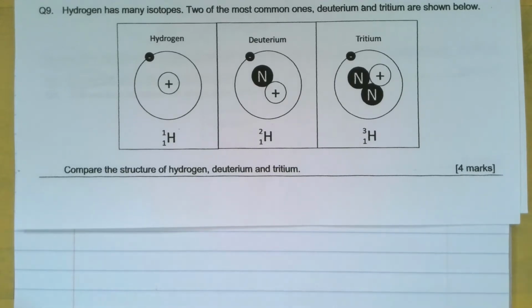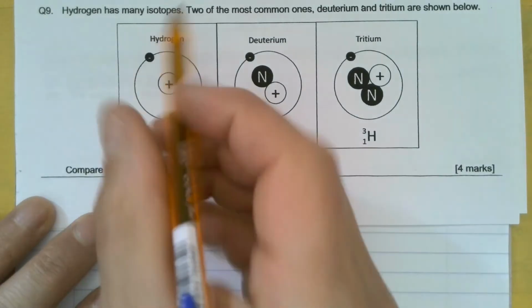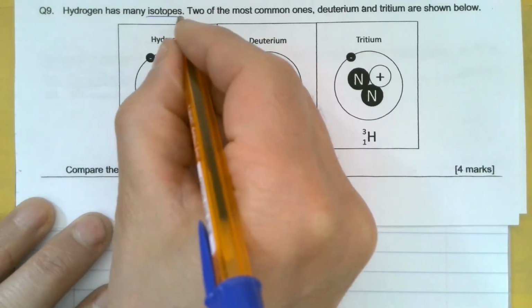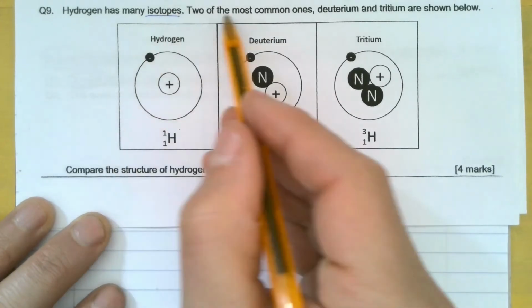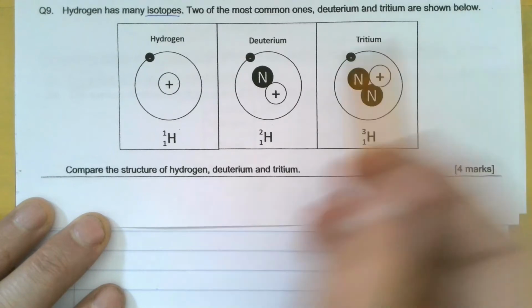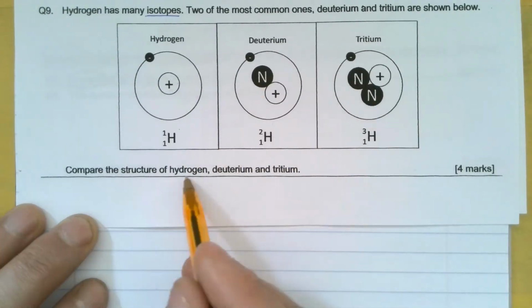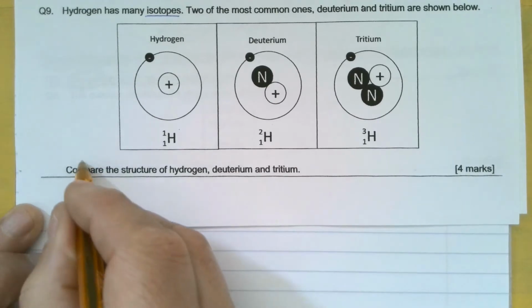So first thing we should do is CUBE the question. So let's read it. Hydrogen has many isotopes. That's probably a key term. We'll come back to that. Two of the most common ones, deuterium and tritium, are shown below. Compare the structure of hydrogen, deuterium, and tritium.